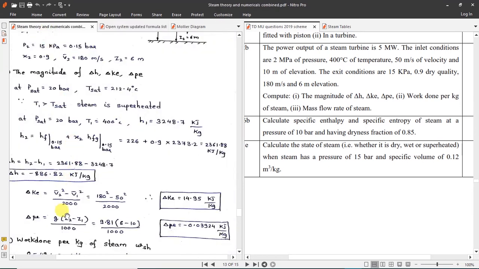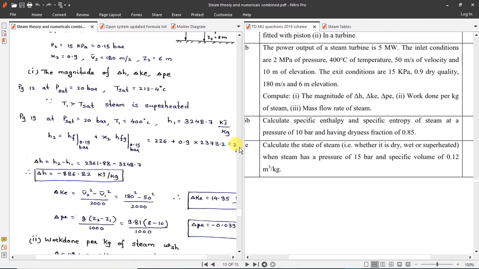Now here z2 is 6 and z1 is 10. So this will become negative. So change in potential energy is minus 0.03924 kilojoule per kg. So this is the first question: magnitude of delta H, delta KE, delta PE. What is the second question?